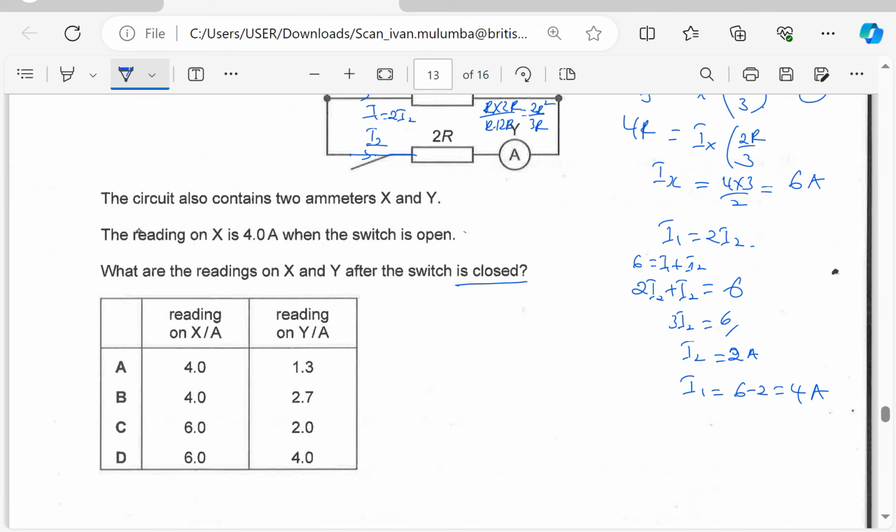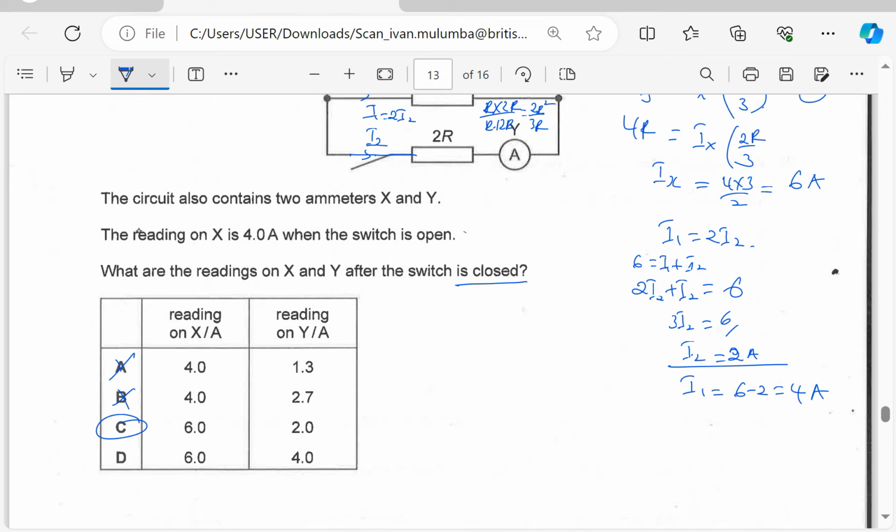So the question is, what is the reading on X and what is the reading on Y? On X, it should be 6, so A and B are out. But on Y it should be I2, which is going to be 2 amperes. So the answer is going to be C.